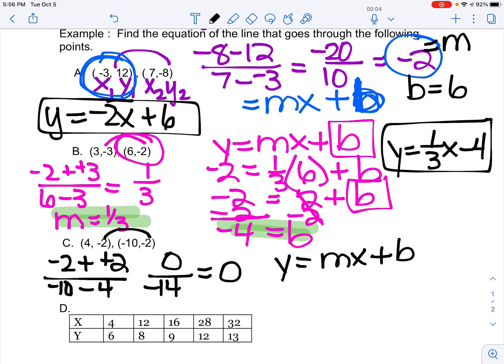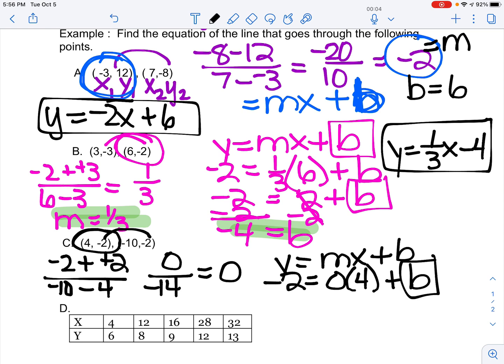This has a slope of 0. So when I plug 0 in for the slope, I'm going to pick one of these points, so this time I'll pick the first point. So the negative 2 is the y, and x is the 4, and I'm solving for b. So 0 times 4 is 0, and b plus 0 is just b, so that doesn't matter. So your y-intercept is negative 2.